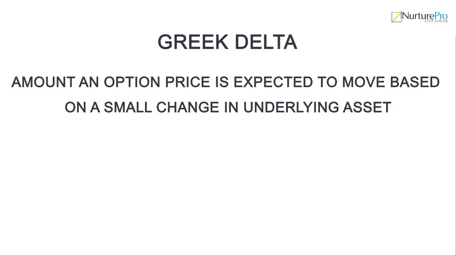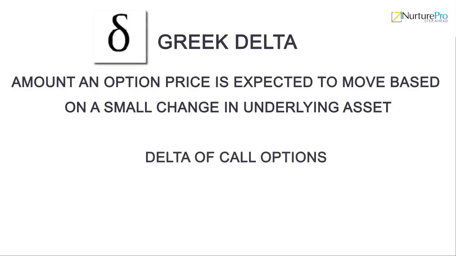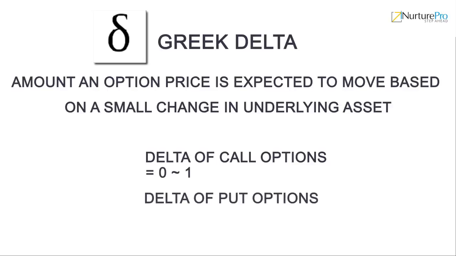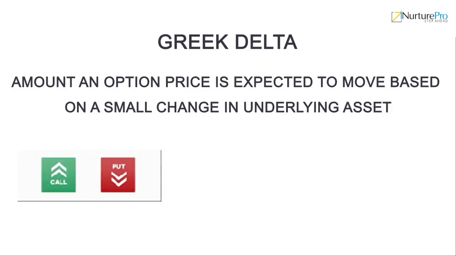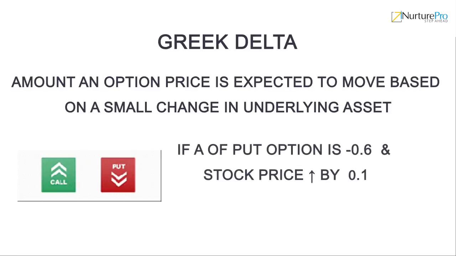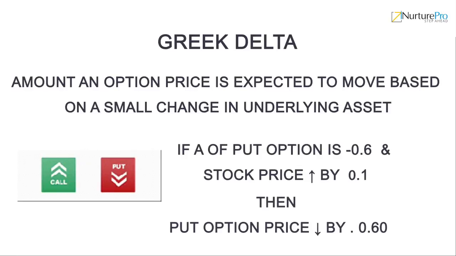Delta. Option delta is the amount an option's price is expected to move based on a small change in the underlying stock. Call options have positive delta ranging between 0 and 1. Put options have a negative delta between 0 and -1. When delta is negative, if the stock goes up, the price of the put option will go down. If a put option has a delta of -0.60 and the stock goes up by rupees 0.1, the price of the put option will go down by rupees 0.60.